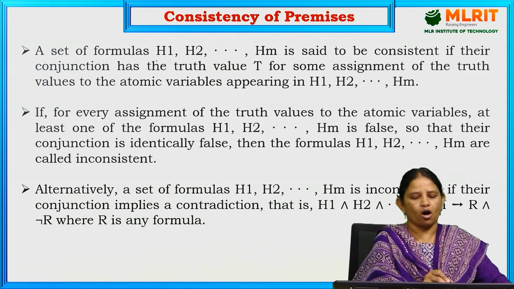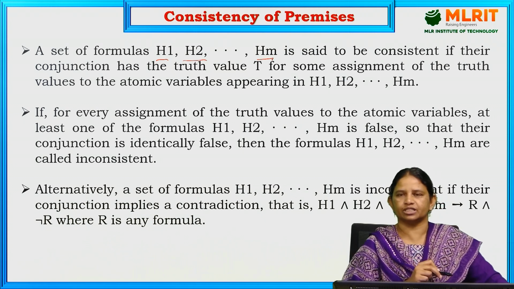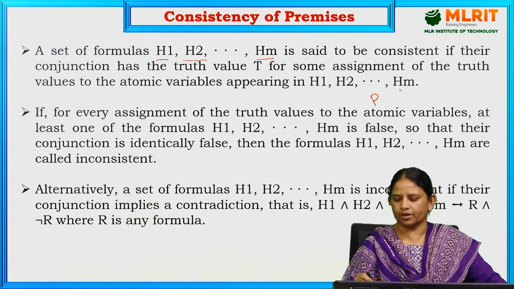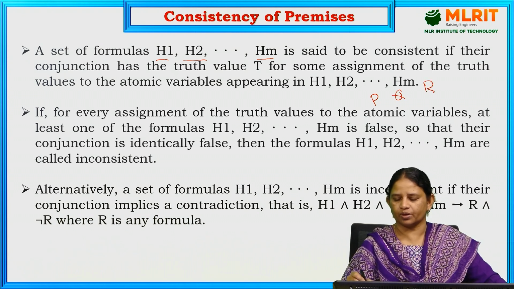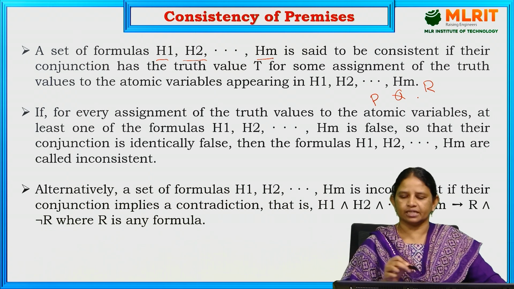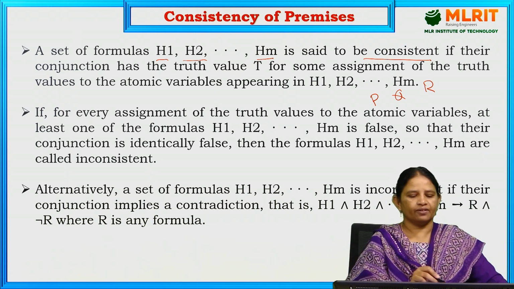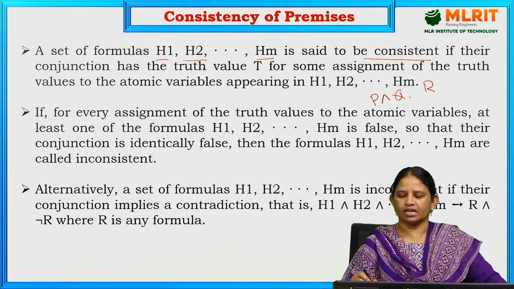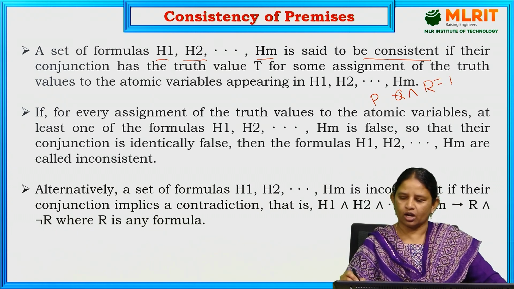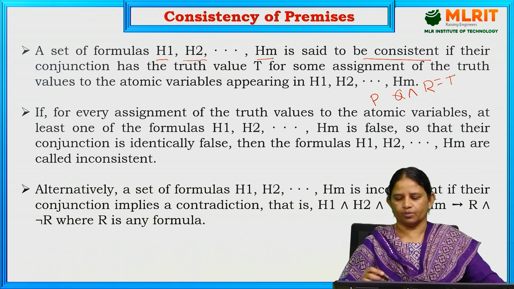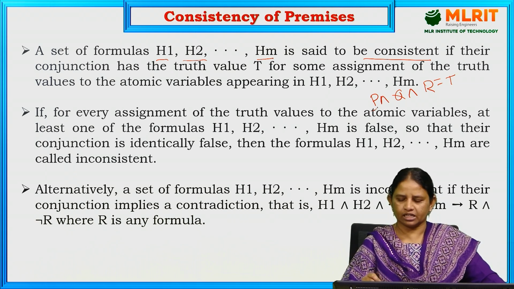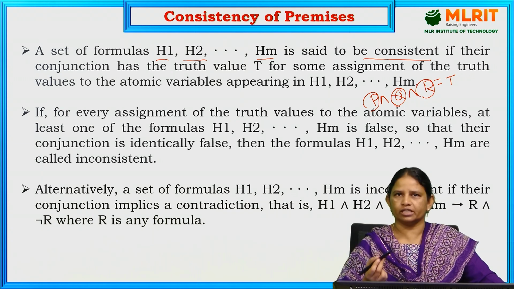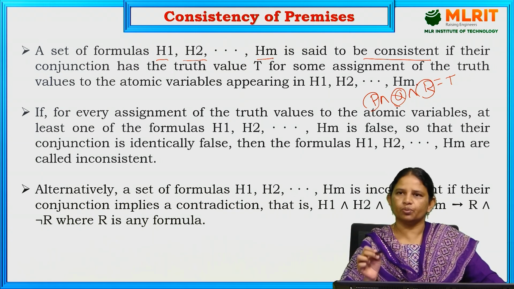A set of formulas H1, H2 and so on Hm. What is H1, H2, H3? That is a set of premises. P is one premise, Q is one premise, R is one premise. This set of premises is said to be consistent if their conjunction has the truth value true for some variables. A set of formulas is said to be consistent.